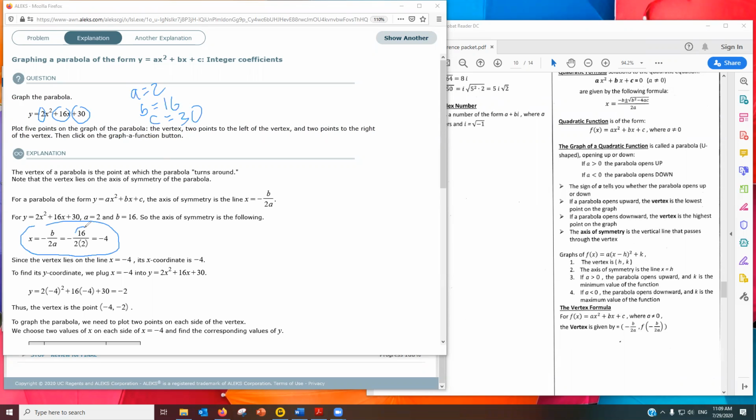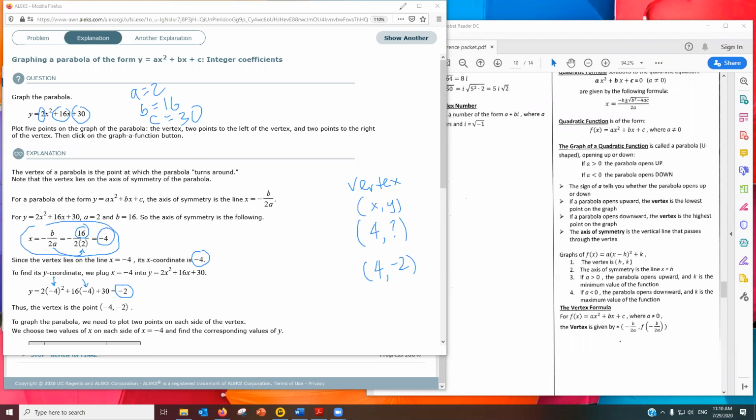Our b number is 16. Our a number is 2. So this works out to be negative 16 over 4, which is negative 4. Okay, so when it comes to the vertex, we want to find the xy value. We just figured out the x value is negative 4, but we still need to figure out the y value. For that, take negative 4 and plug it back into the original equation. When you do that, you get negative 2. So now we know the vertex is negative 4, negative 2.